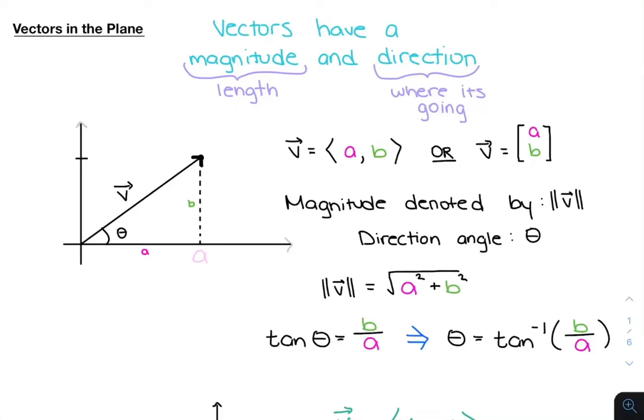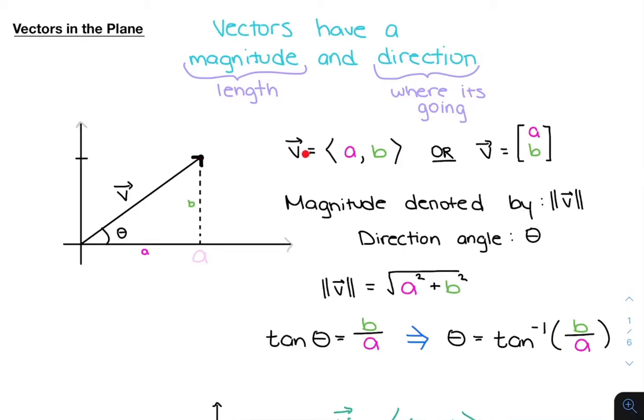In this video, I'm going to be talking about vectors in a plane, and a vector has a magnitude and direction, where magnitude just means the length of the vector, how long is it, and the direction tells you where it's going. So for example, this vector here can go A units to the right and B units up. That would make it land in this spot.